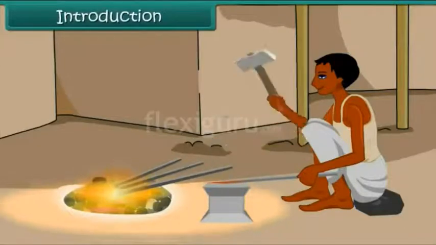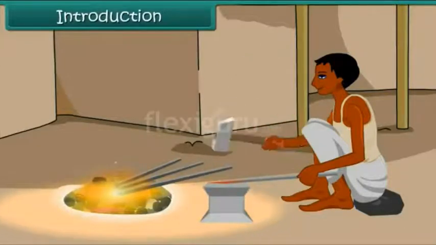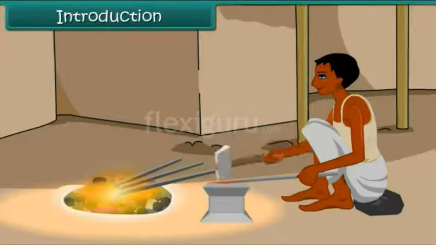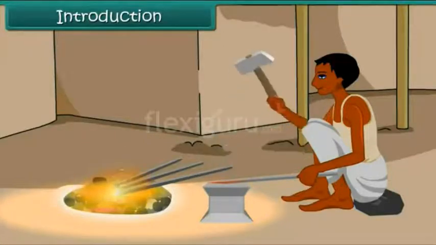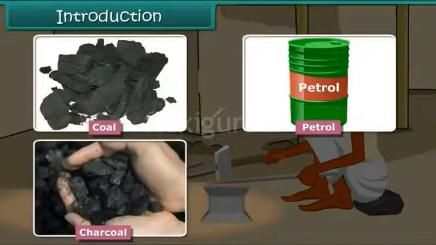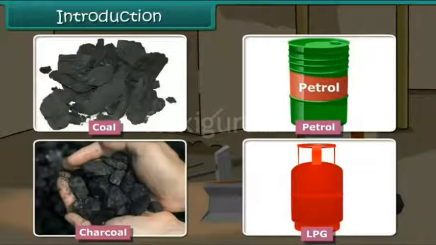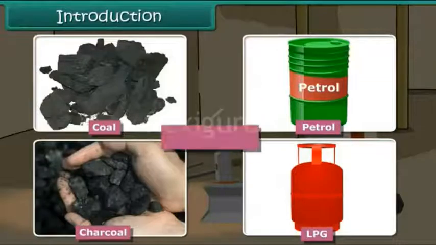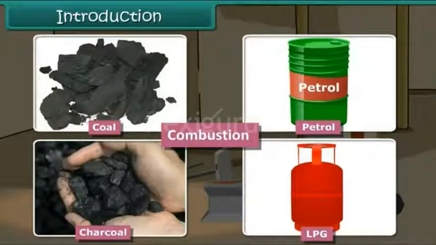The blacksmith burns coal to get hot iron, which can be beaten to the desired shape. A variety of fuels is used in daily life, such as coal, petrol, charcoal, LPG, etc. Do you know which chemical process is taking place during the burning of these fuels? It is combustion. In this lesson, you will learn about combustion of fuels.